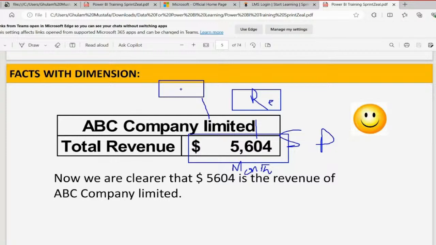So what are all these things? All these are basically my dimensions that are helping me break down this number. The entire focus is on this number, and it will be split in multiple ways, depending on which dimension I'm using.